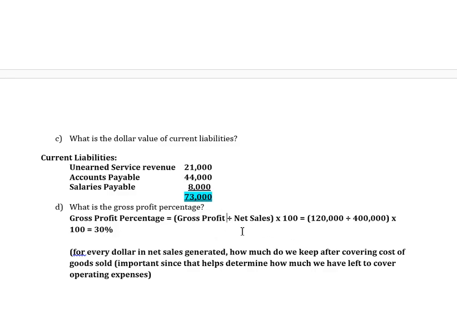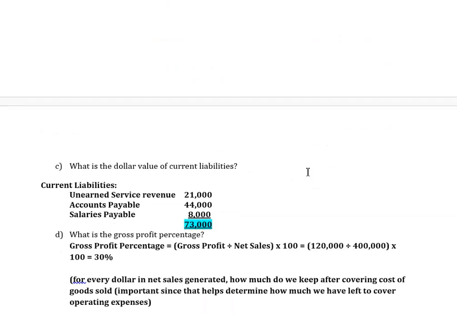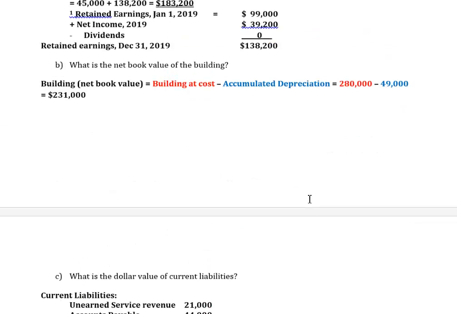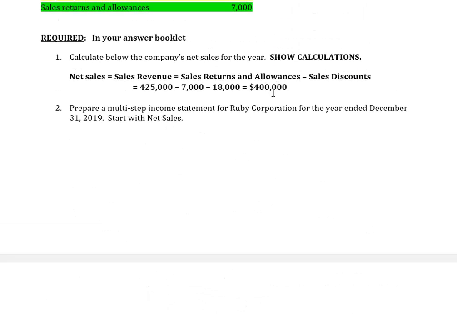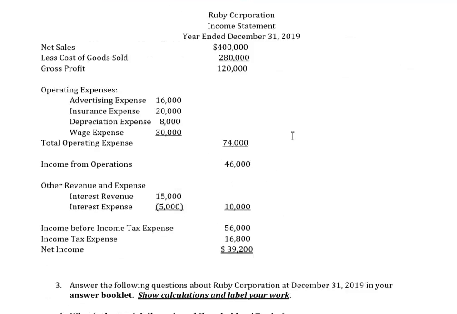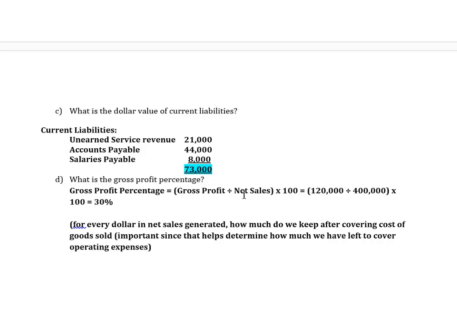So gross profit divided by net sales. Well, you just calculated your net sales for us in part 1 of the question, and when you did the multi-step income statement, you calculated gross profit. We had gross profit of $120,000, so we'll go back here. There it is right there, all right? And you also had net sales of $400,000. We put it in there, and we also calculated it up here, right? So 120,000 divided by 400,000 gives us 30% because we said we wanted a percentage.